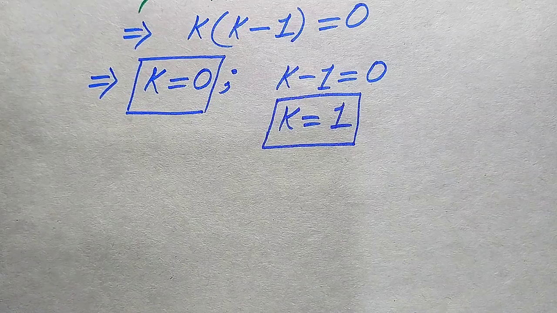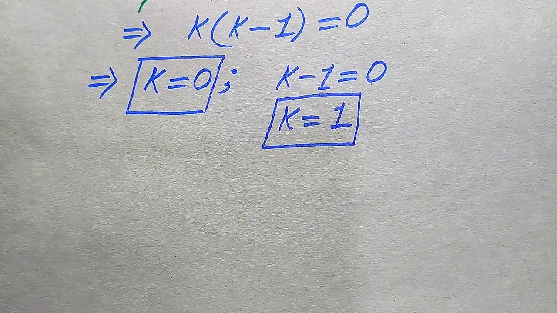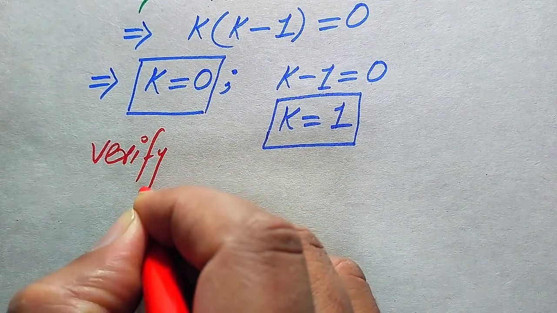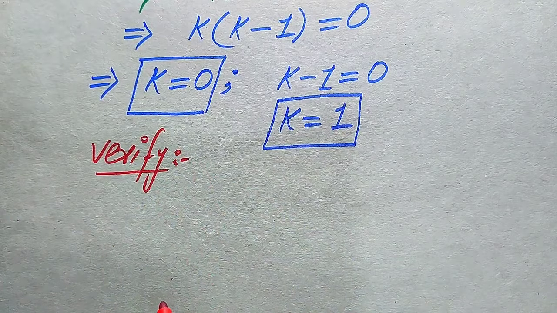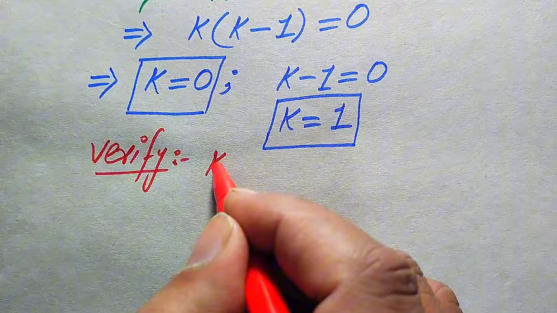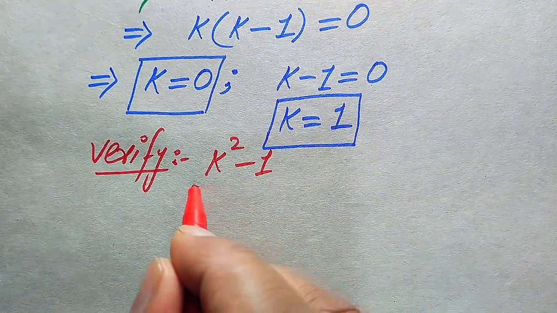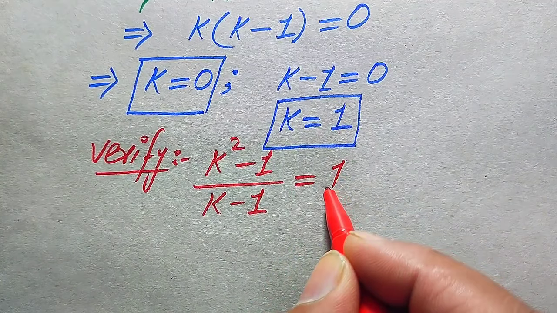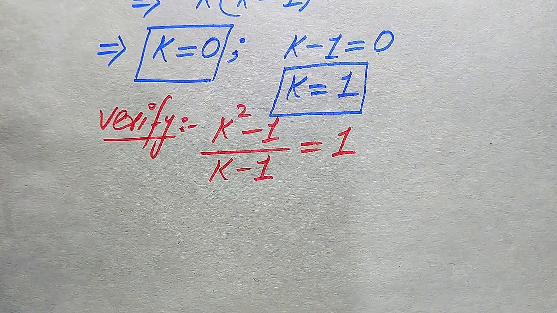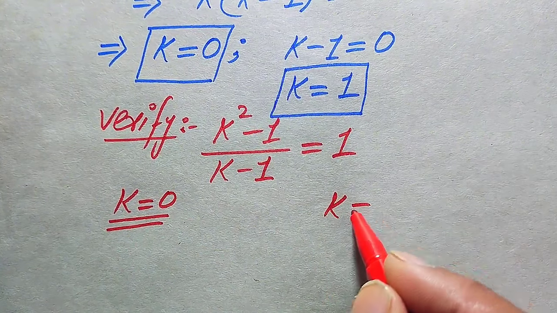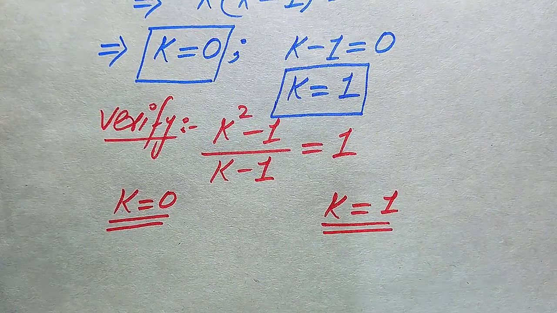So in this method we obtain these two roots of the given equation, and in the next step we need to verify which of the roots are solutions and which of the roots are extraneous roots. For verification of these roots we copy down the given question statement: (k² − 1)/(k − 1) = 1. On this side we will verify k = 0, and on this side we will verify k = 1.